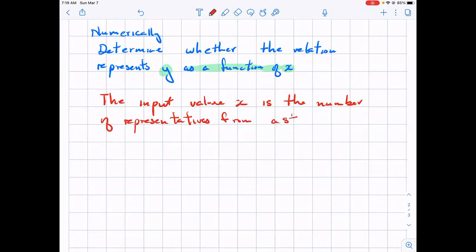From a state. So this is what our table here is going to represent. And we can say, and the output value, y, is the number of senators.